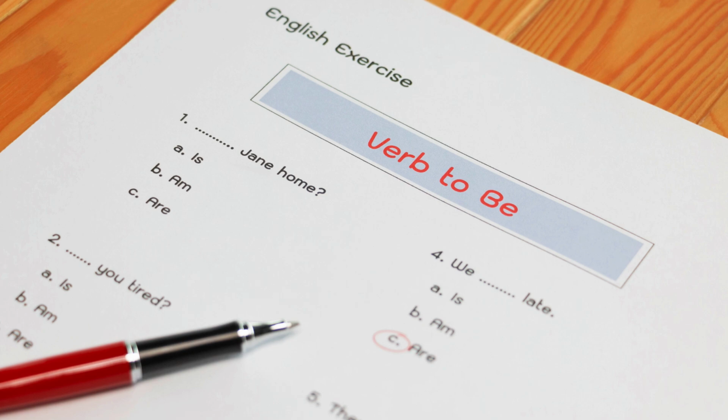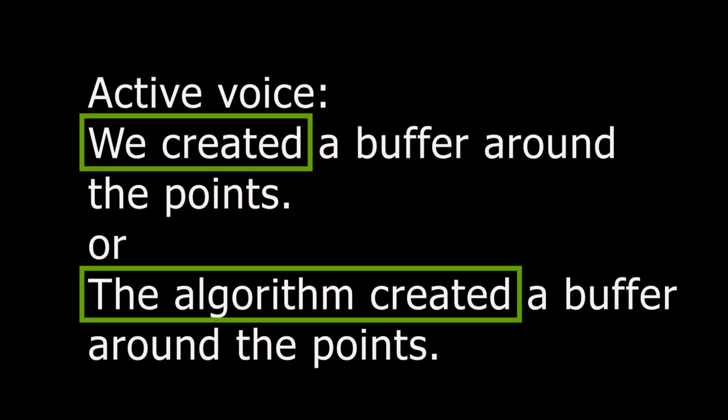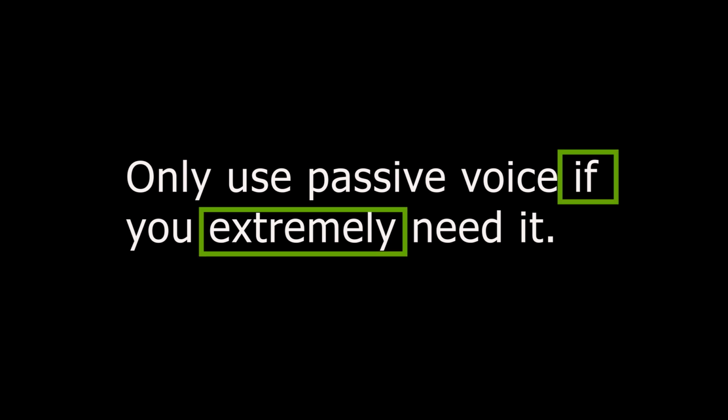Second, verb choice. While the passive voice, for example, was done, was performed, was completed, is very common in the methods section because the action is more important than the actor, use the active voice where possible for stronger writing. For example, for methods: a buffer was created around the points. Active voice: we created a buffer around the points, or the algorithm created a buffer around the points. In sections other than methods, I encourage you to use active voice.